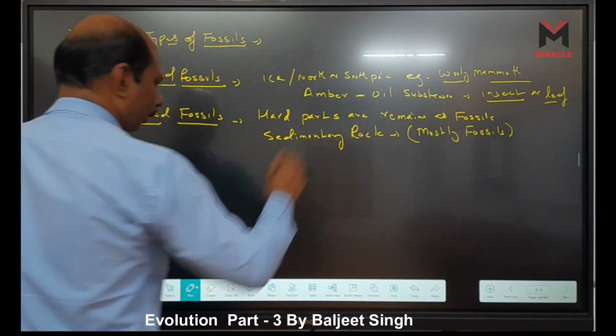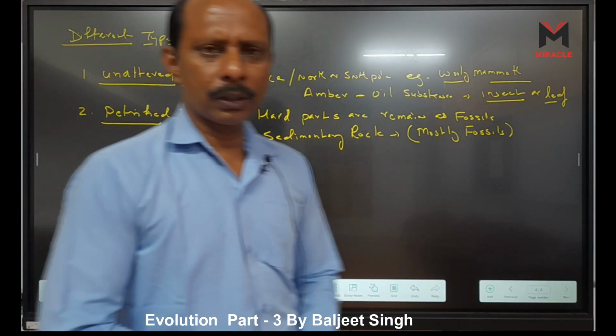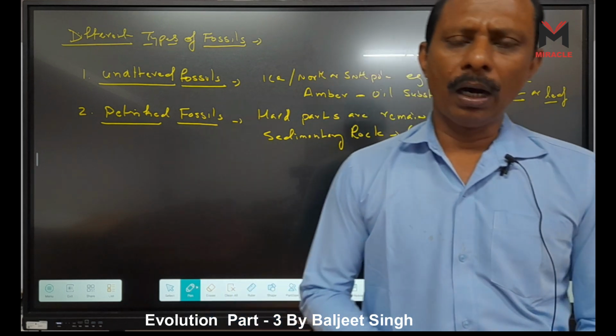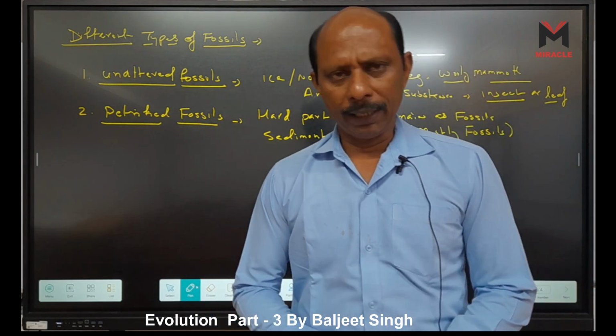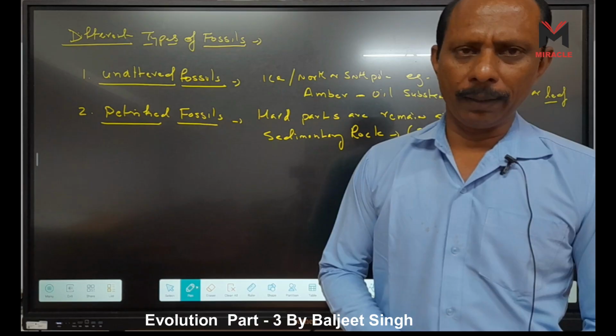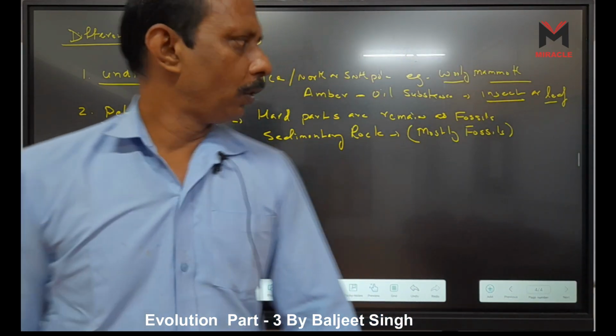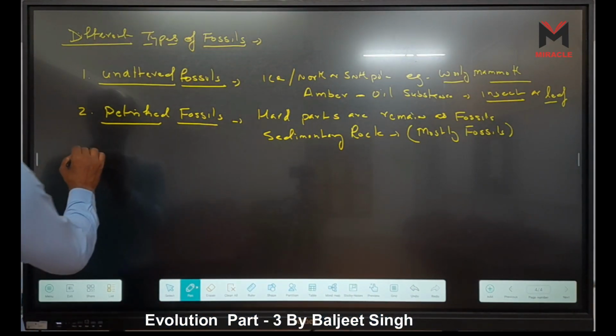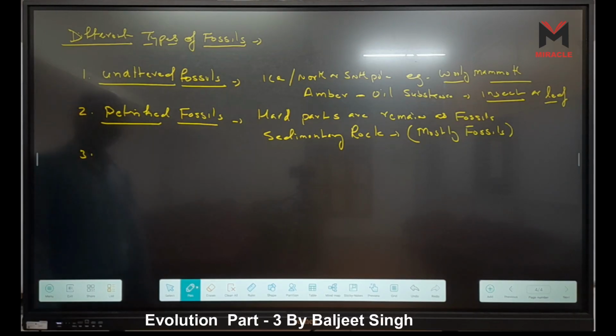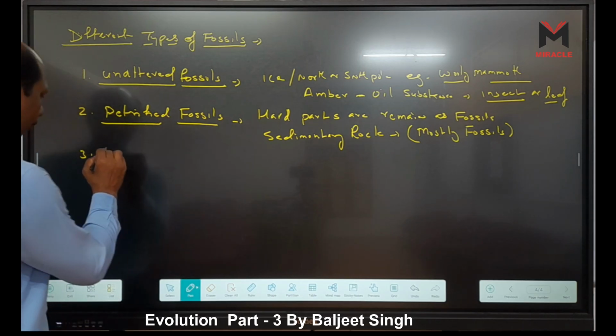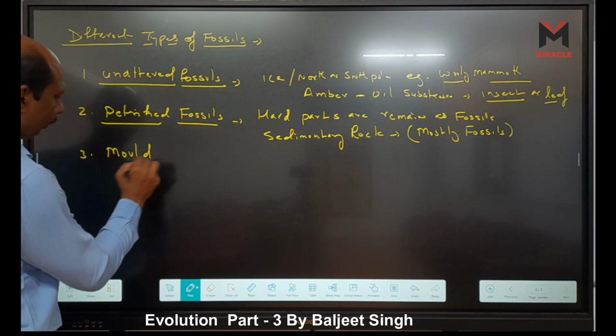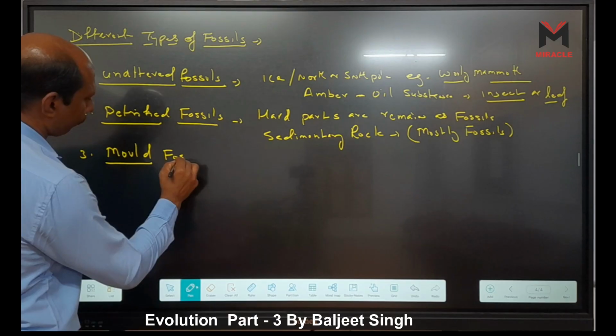Hard part means what? In the case of animals, it is bones, and in the case of plants, the hardest part of a plant is the pollen grain, because pollen grain contains sporopollenin. Okay. Now the third one is mold fossils.